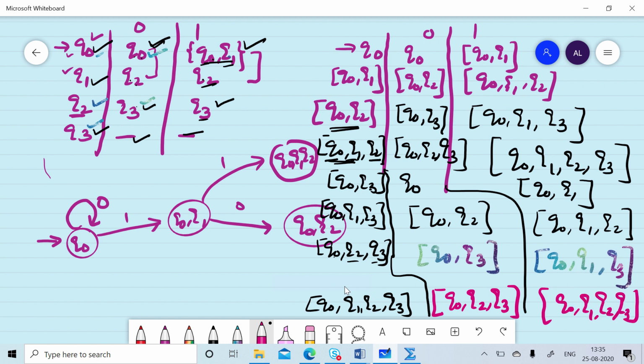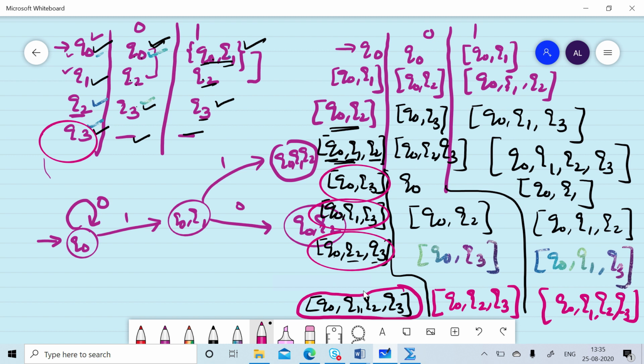In the NFA, Q3 is our final state. So Q3 is present in Q0, Q3, so it will be a final state. This one will also be a final state as Q3 is present. This one will also be a final state, as well as Q0, Q1, Q2, Q3.